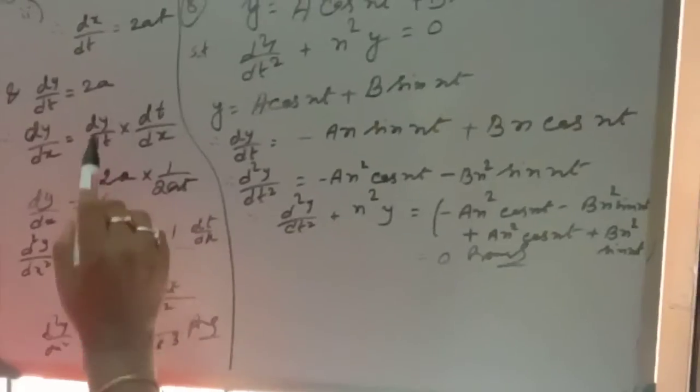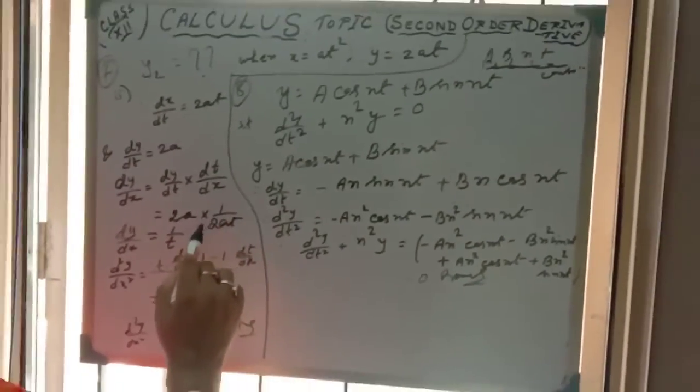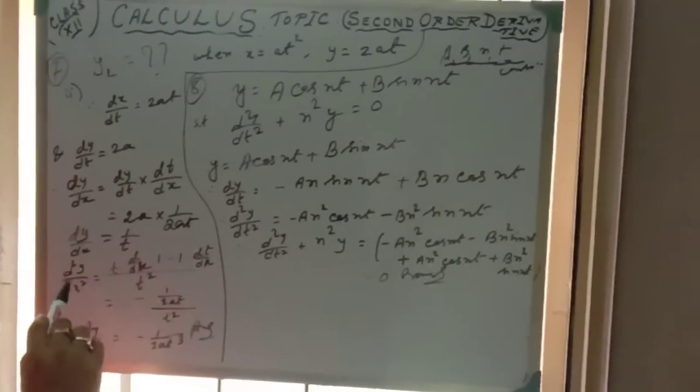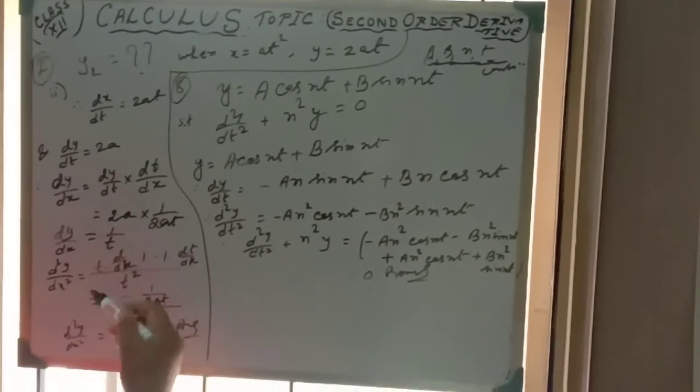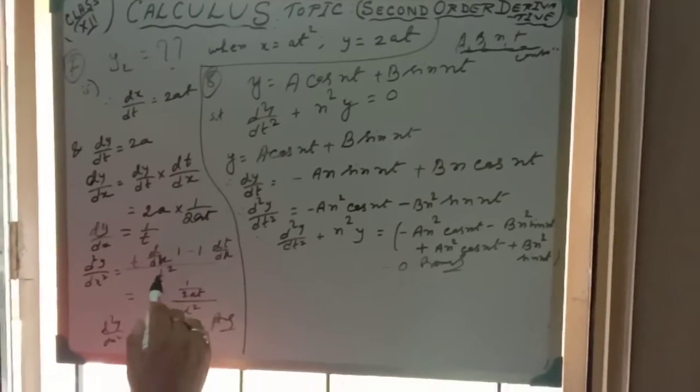Now dy/dx will be dy/dt into dt/dx. Let's put the value only. So it is coming 2a into 1 by 2at. It's coming 1 by t. Now d2y/dx2, using the UV rule, the denominator part will be t square.